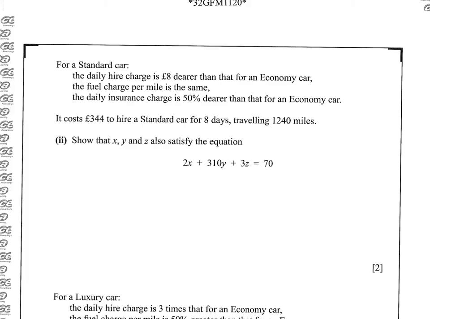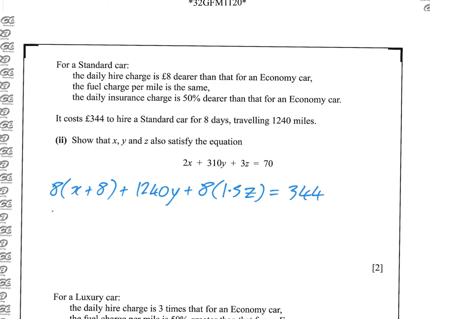So you've got 8 days, but your charge now is £8 dearer, and you travel 1,400 miles at the same cost, so the same y, and you've got your 8 days worth of insurance, and insurance is 50% dearer. How you do 50% dearer is multiply by 1.5, so 1.5 times z is equal to 344. Multiply that all out and tidy up, you'll have 8x plus 8 plus 1,240y plus 12z is equal to 344.